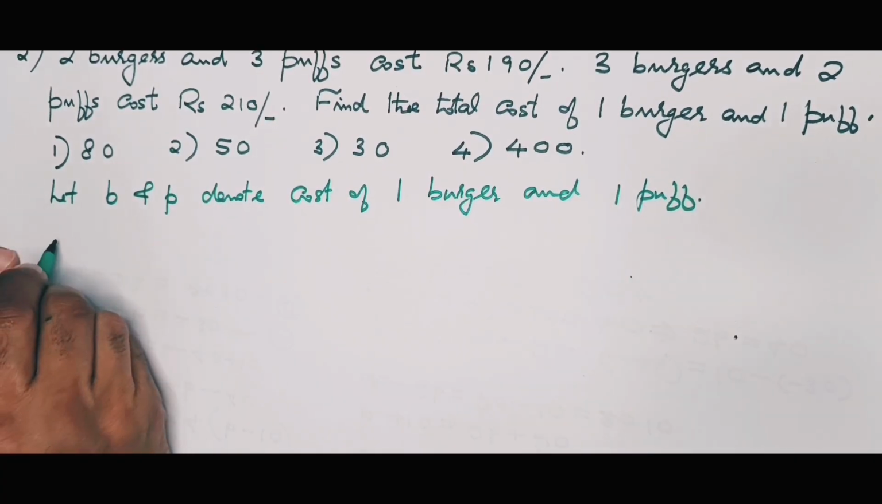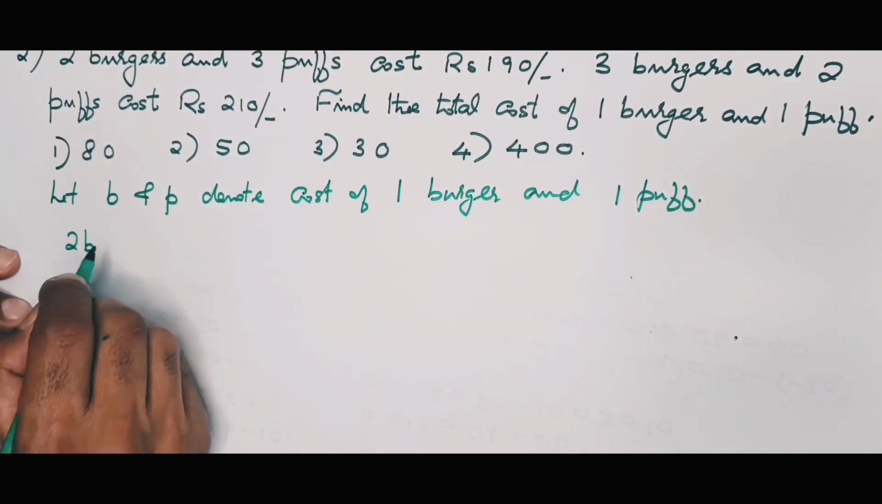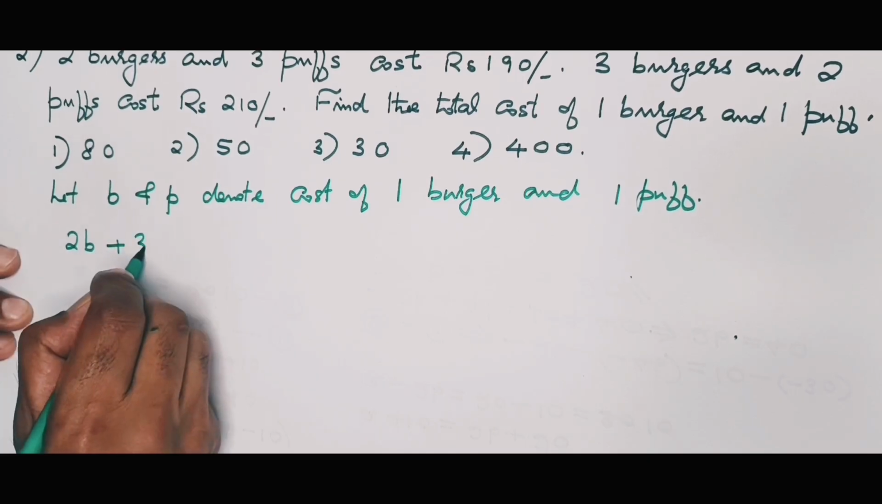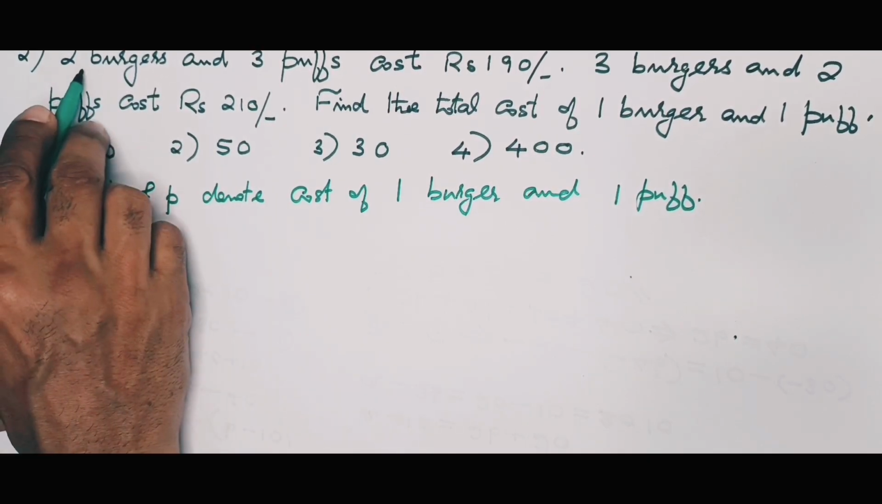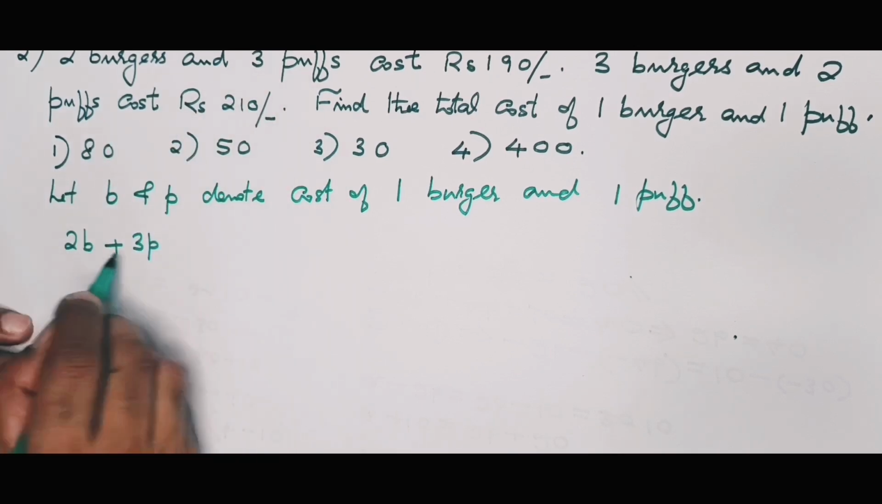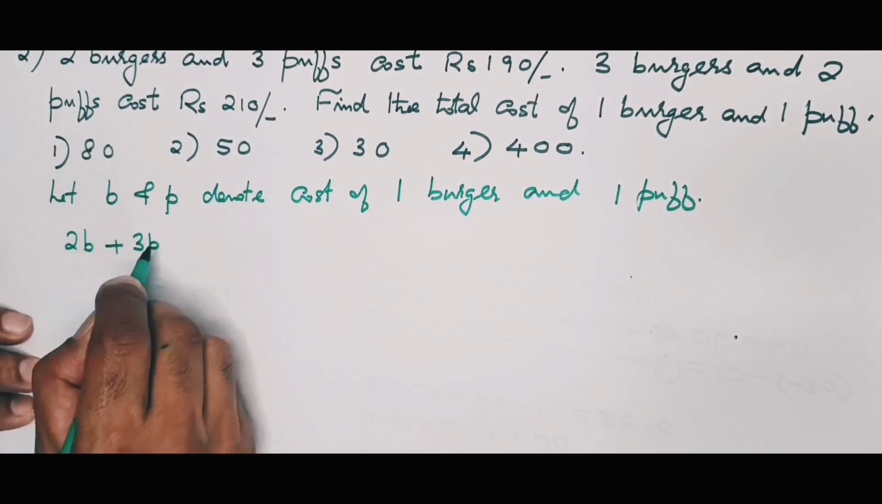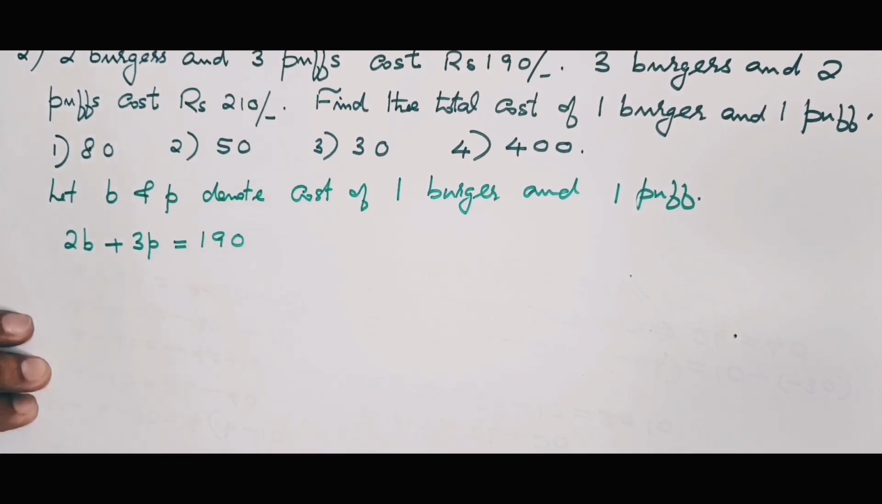So the cost of 2 burgers will be twice B. Similarly, the cost of 3 puffs will be 3 times P. They say 2 burgers and 3 puffs together. That means 2B plus 3P equals 190.